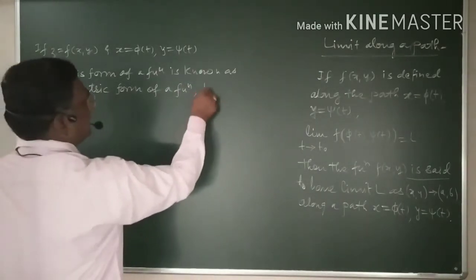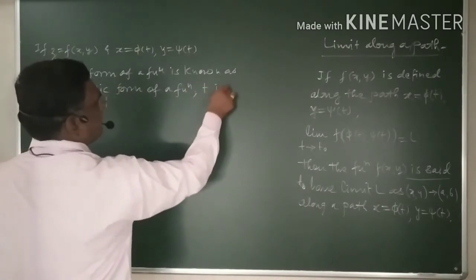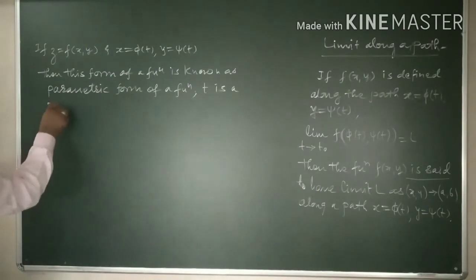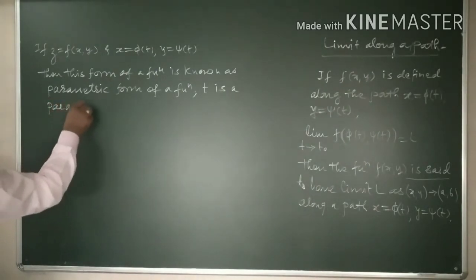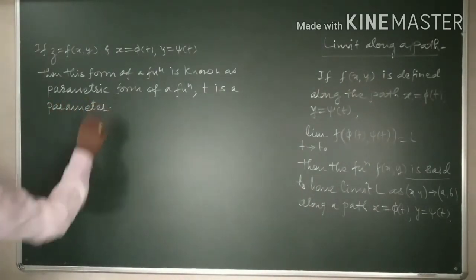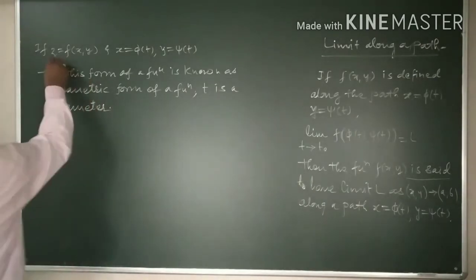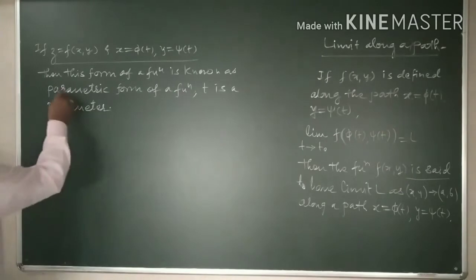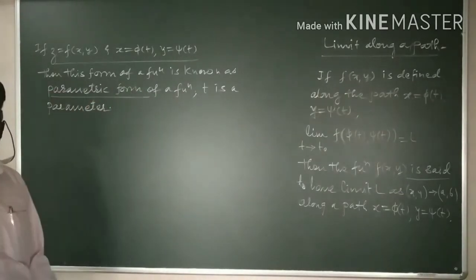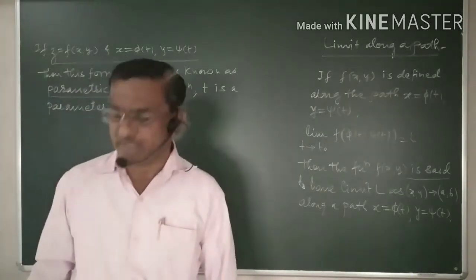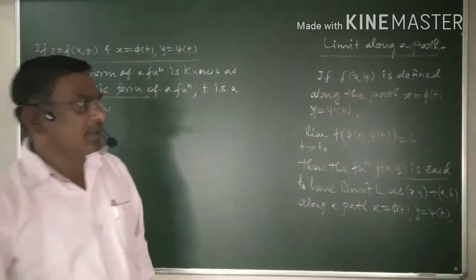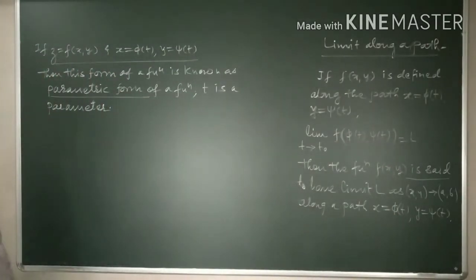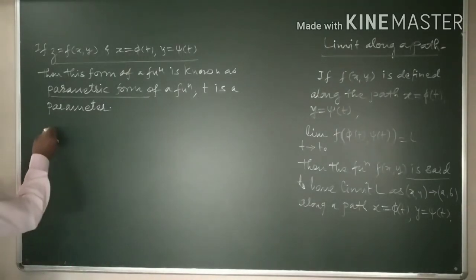Where t is a parameter, and that is why this form is called the parametric form of a given function of two variables. Now let us go for the problems over this one. Let us have the very first one.